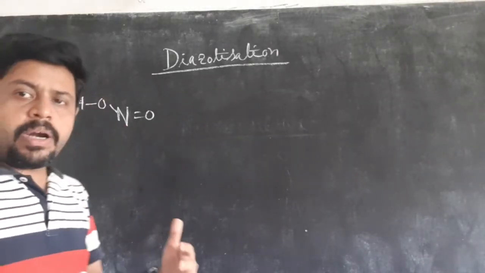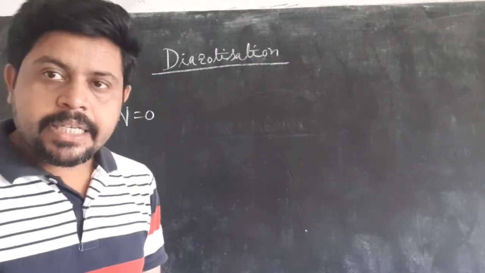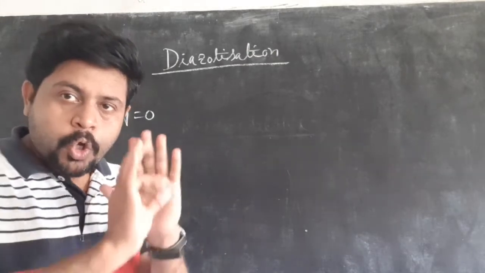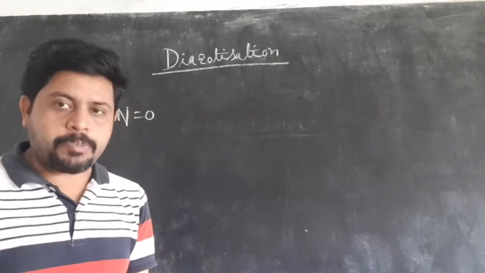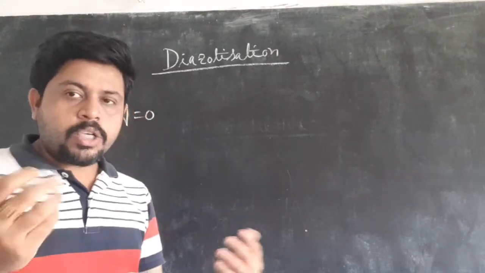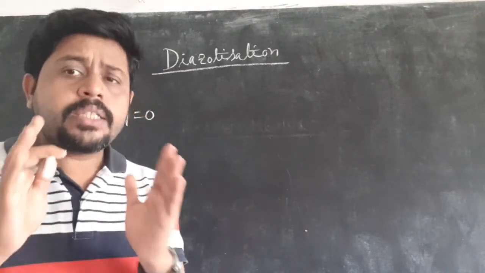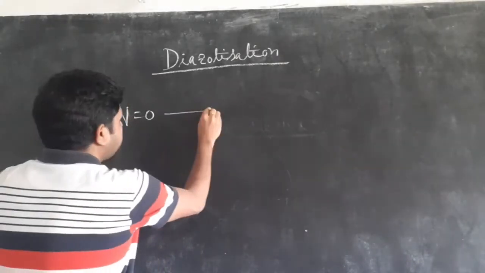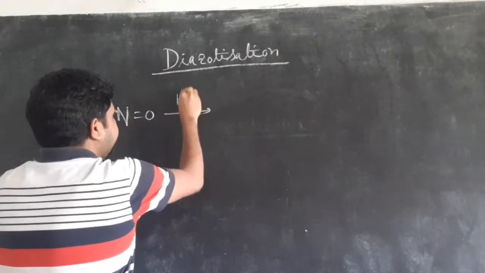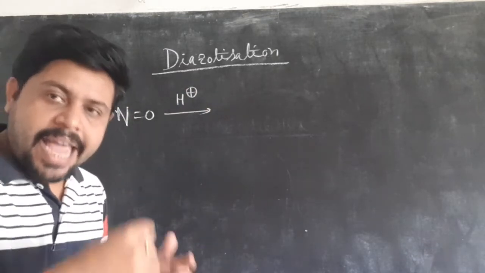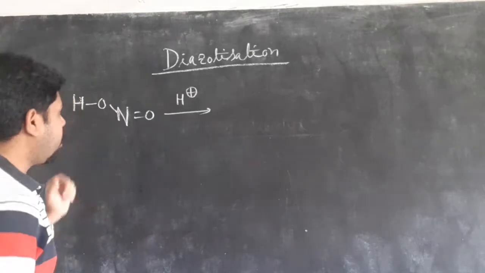Whenever we are dealing with nitrous acid in our medium, H plus should be there. We don't have any confusion about H plus, because nitrous acid is an acid, a mild acid, but still it will produce H plus. So this HNO2 is going to react with H plus, which is also coming from the acidic medium. So what will happen?